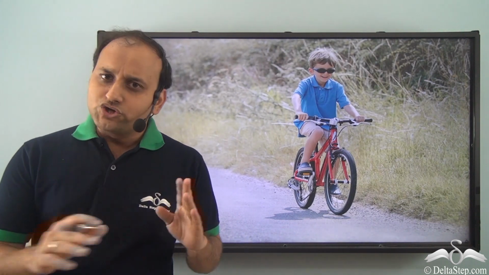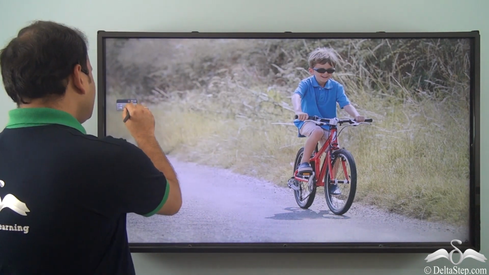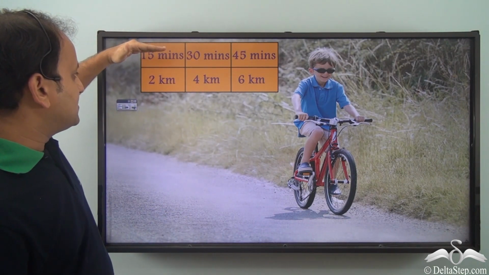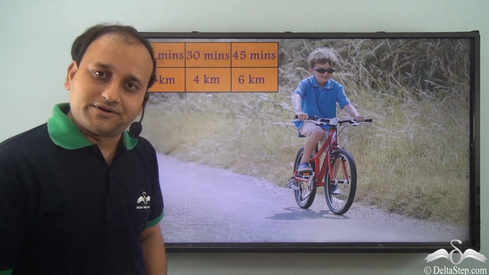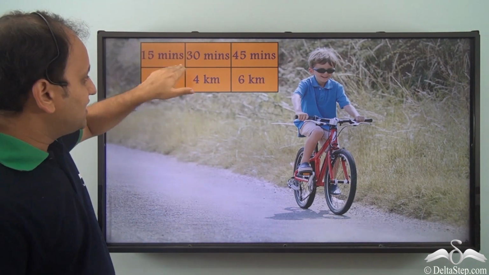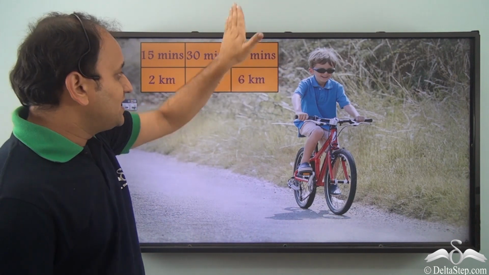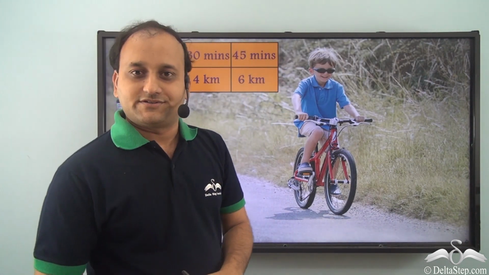Now, if we jot down the distance covered by him in different time intervals, what do we get? We see that in 15 minutes, he had covered 2 kilometers. In 30 minutes, he covered 4 kilometers. And in 45 minutes, he covered 6 kilometers.